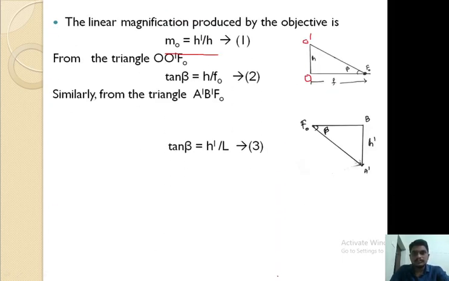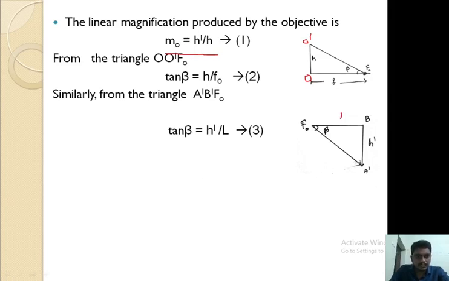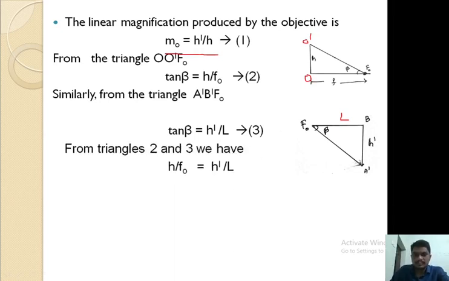So from this we can write tan beta is equal to opposite by adjacent, and this is the tube length. So we got another expression for tan beta as h dash by l. By combining these two expressions, h by f naught is equal to h dash by l, and by simplifying it we will get h dash by h is equal to l by f naught.